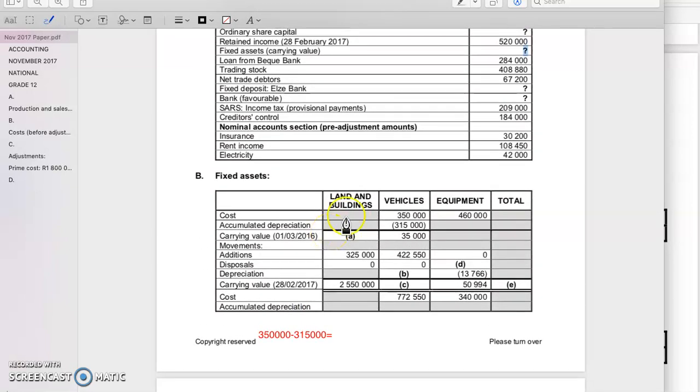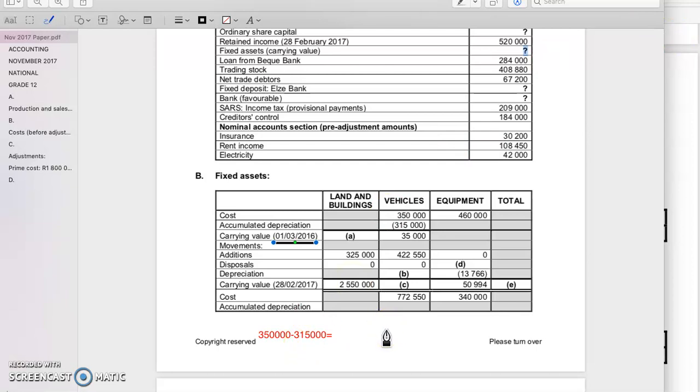So let's start. We need to calculate first A, which is the carrying value at the beginning of the financial year. We know that we had one addition and we know the carrying value at the end. So this is very important, and this is very easy too. They are really not trying to see if you know anything here. This is an easy 2 marks.